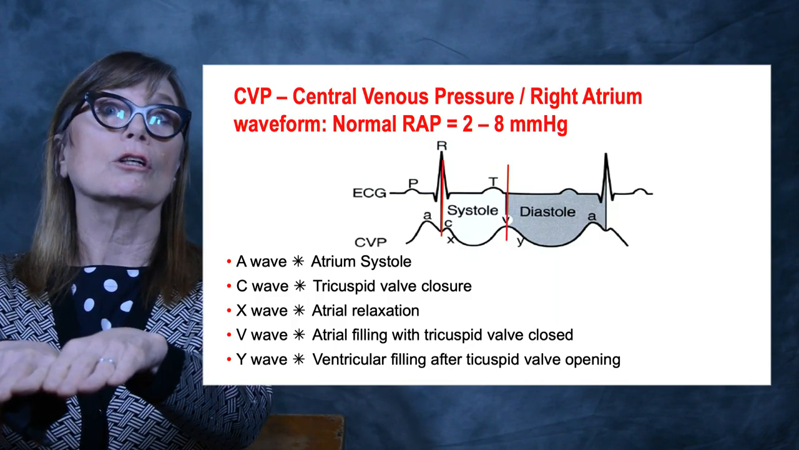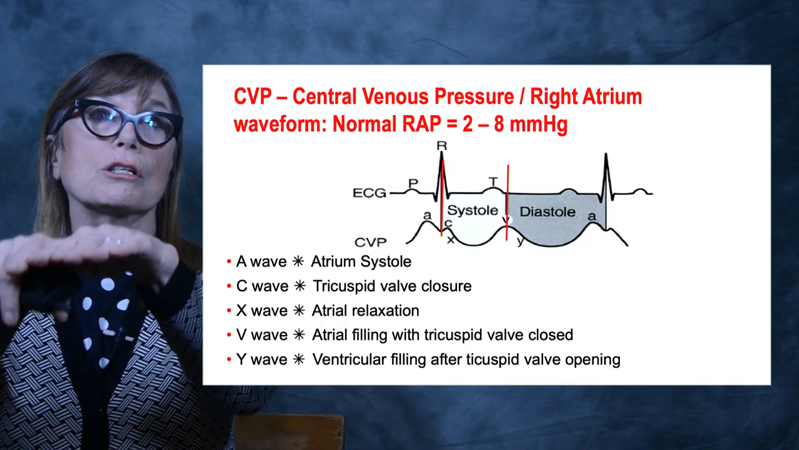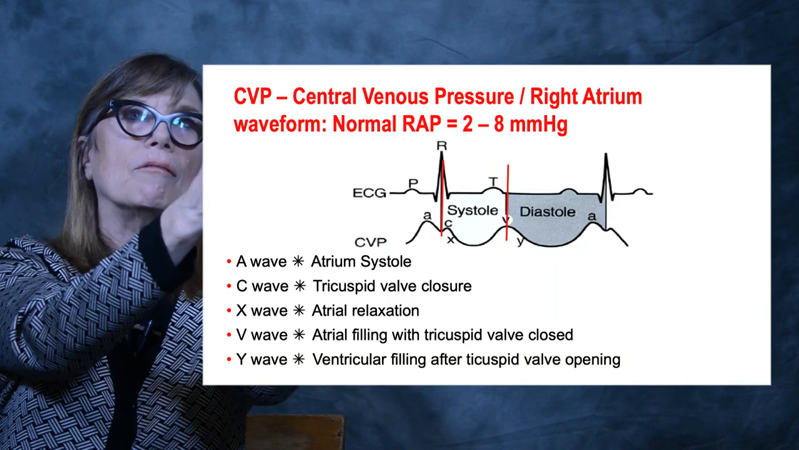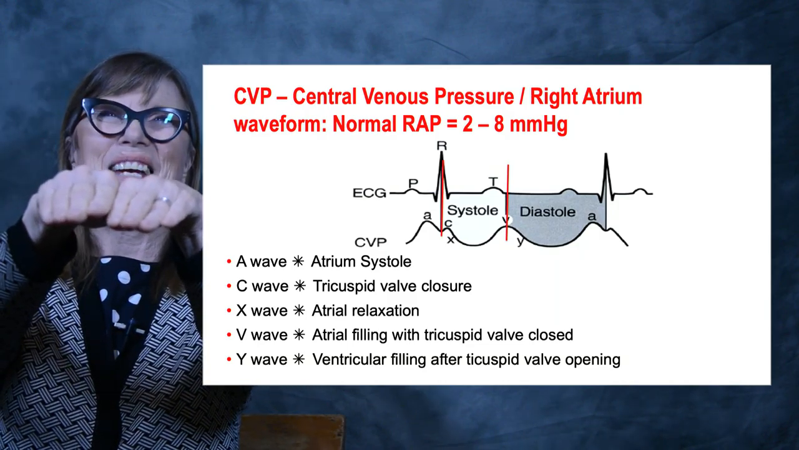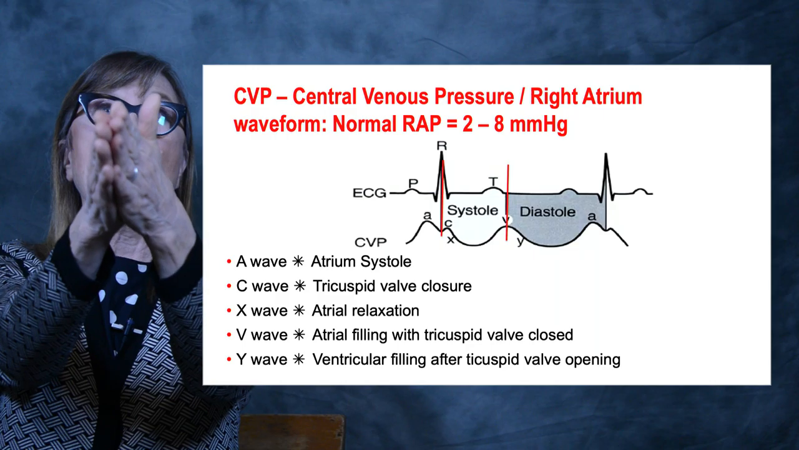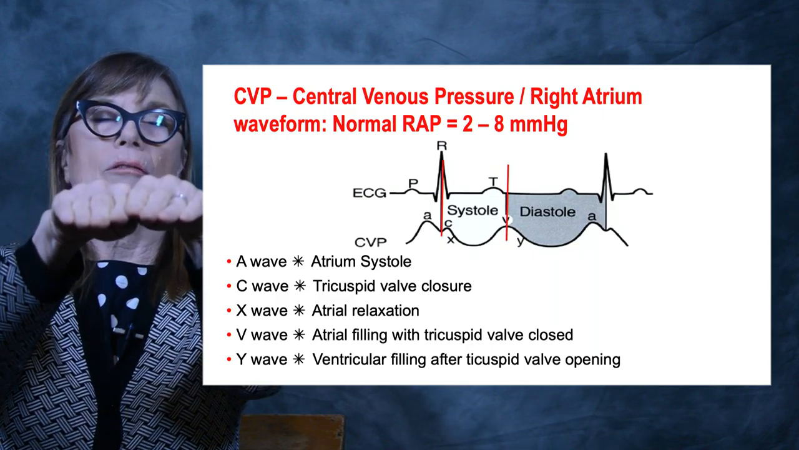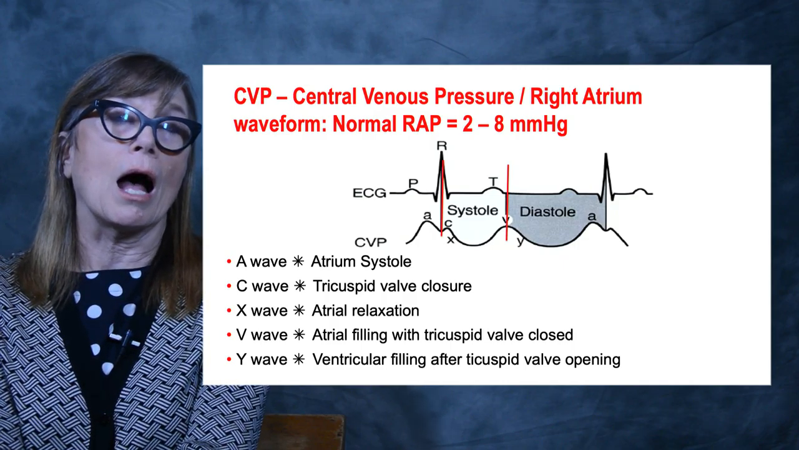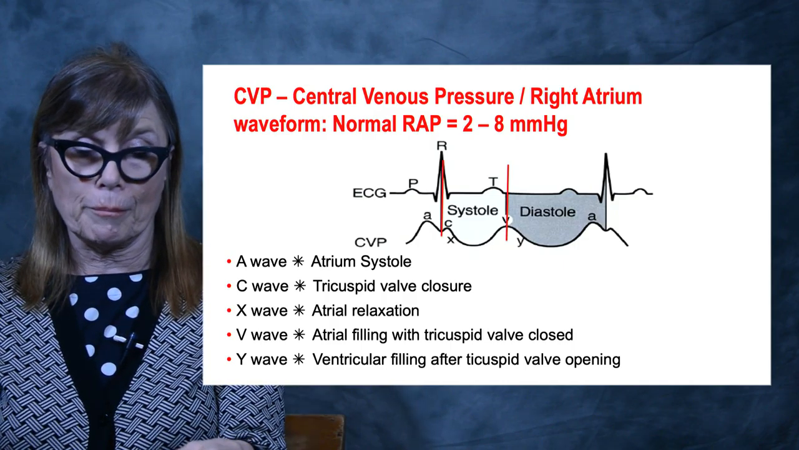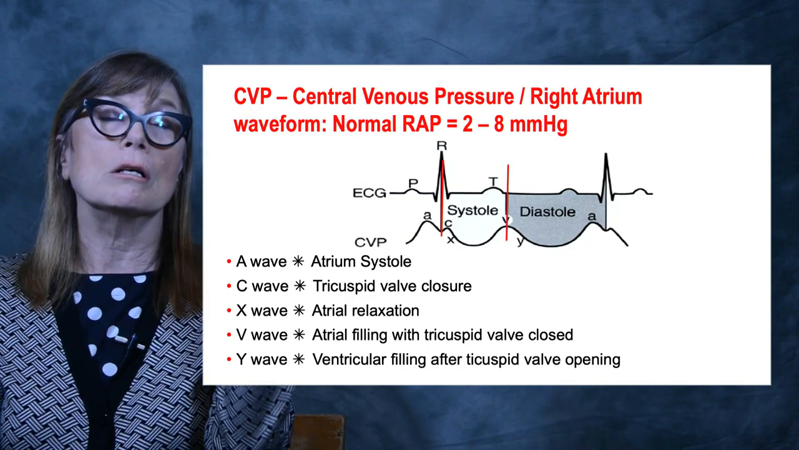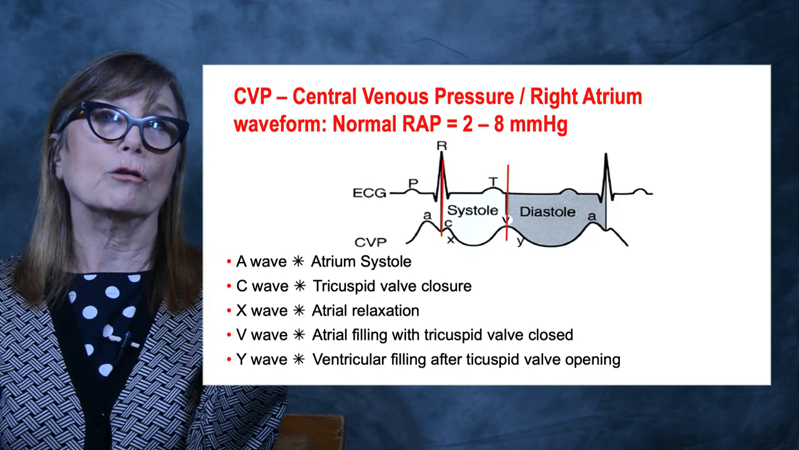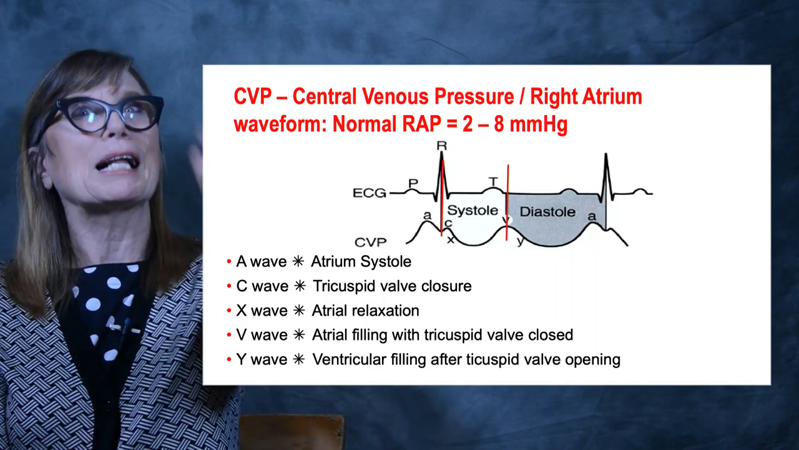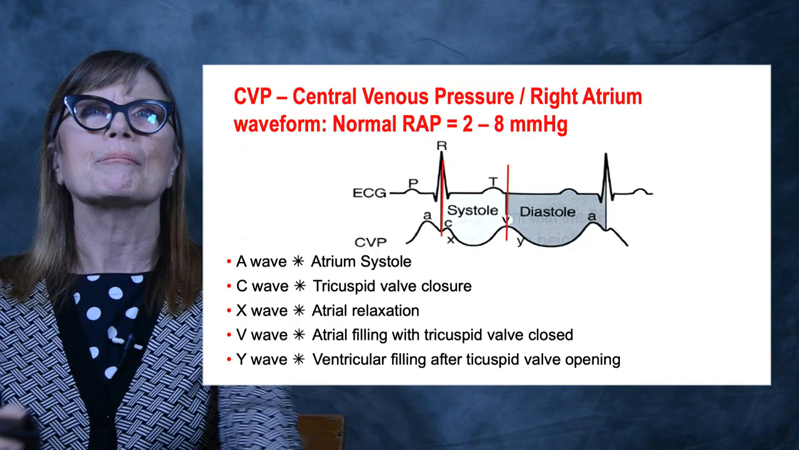The V wave is a little pressure increase in the atria as the ventricle is contracting and the valve moves up into the atria. A wave, A wave, C wave, V wave, A wave, C wave, V wave. I see that all on my central venous catheter. It shouldn't be a straight line, but it has very small variabilities. Atrial contraction, closure of the valve, valvular bulge. For anything more than that, you need to come to an advanced hemodynamics class, and you're all invited anytime.